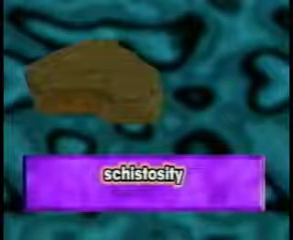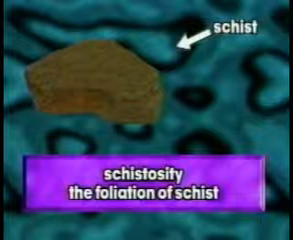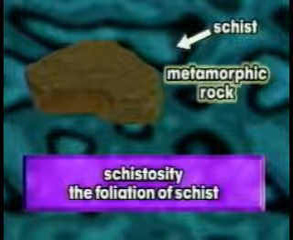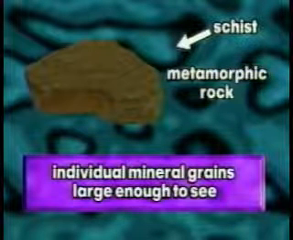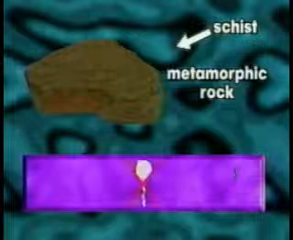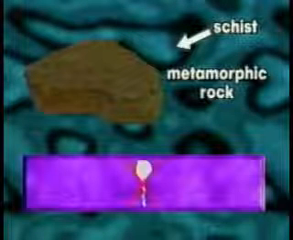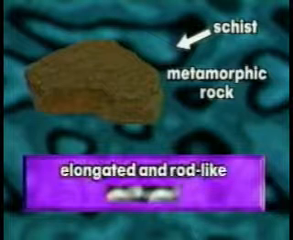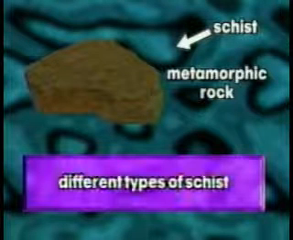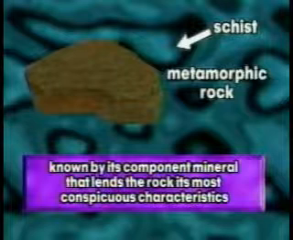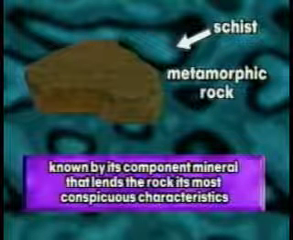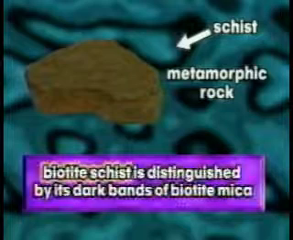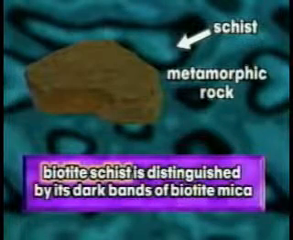Schistosity is the term used to describe the foliation of schist, another type of metamorphic rock. Schist has individual mineral grains that are large enough to see without magnifying them. Over half of the minerals in schist are flattened and platy or elongated and rod-like in shape. There are different types of schist, and each type is known by its component mineral that lends the rock its most conspicuous characteristics. For example, biotite schist is distinguished by its dark bands of biotite mica.